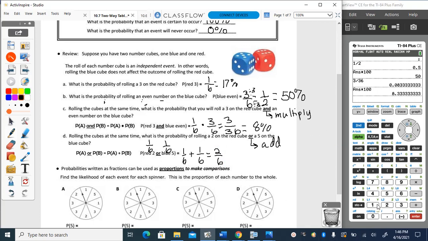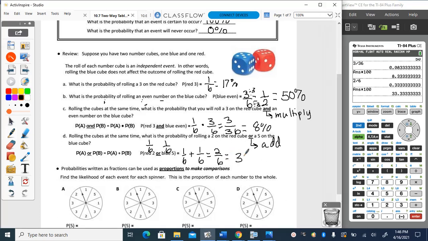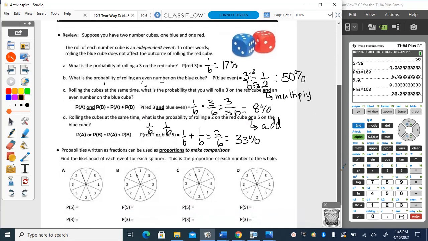Can we go ahead and make that a percentage? Yeah, we'll just do 2 divided by 6. What do we get? 0.333 repeating. Multiply that by 100 to get our full percentage, and that is just 33%. And that's how you find the probability, especially when looking at cubes. All right.